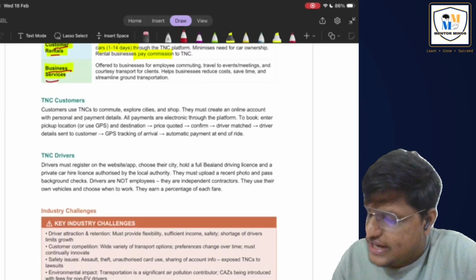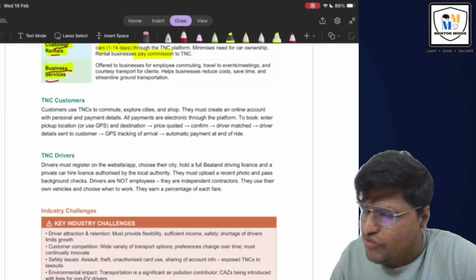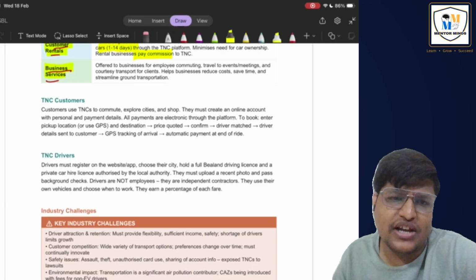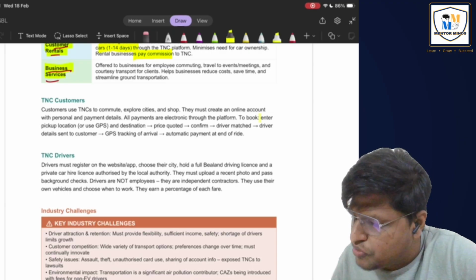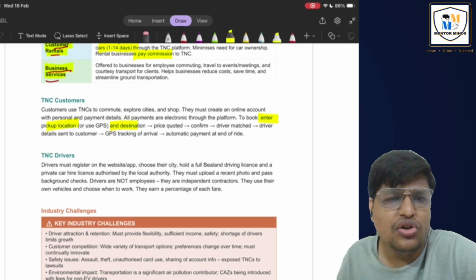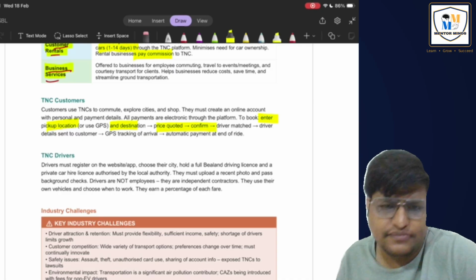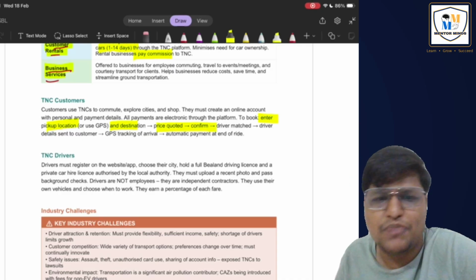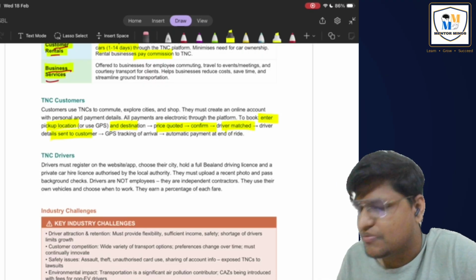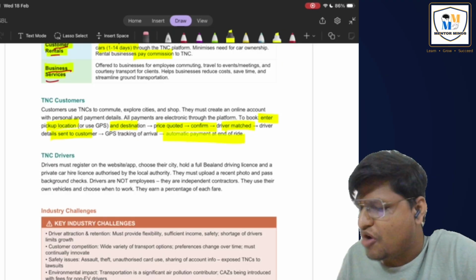Now we need to understand how TNC customers will apply for it, what they will do. Very simple process. Whenever you want to book a car, first of all, you will download the app. Then you will enter the pickup location and the destination where you want to go. The price quotations will be there. Then you will confirm, okay, you can pay this much price. Then you will get a driver, and then the driver details will be sent to the customer, right? And then after the end of the ride, there will be automatic payment.